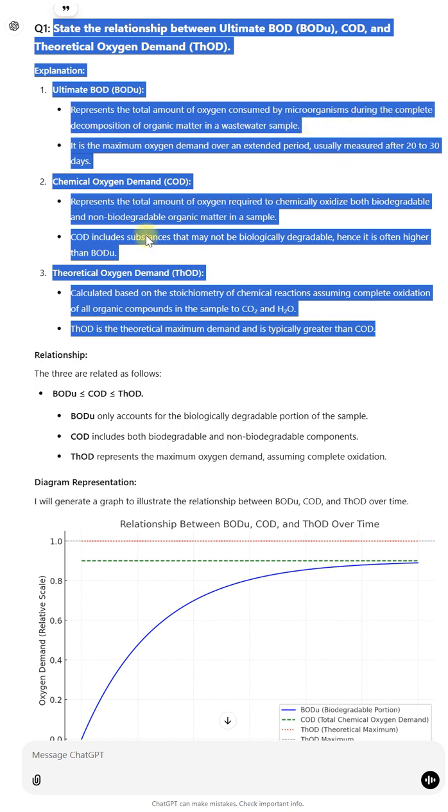in a wastewater sample. It is the maximum oxygen demand over an extended period, usually measured after 20 to 30 days. Chemical oxygen demand, COD, represents the total amount of oxygen required to chemically oxidize both biodegradable and non-biodegradable organic matter in a sample. COD includes substances that may not be biologically degradable, hence it is often higher than BO2.